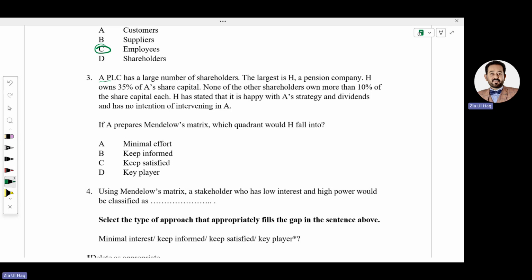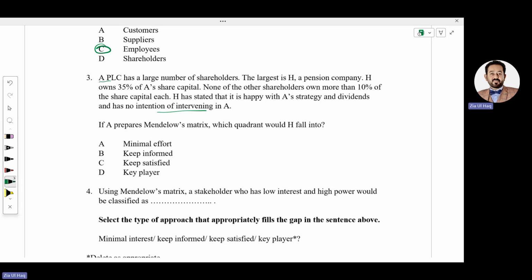H has stated that it is happy with A's strategy. Why? Because of how the business is running, he is happy. He has no interest in the running of the business, only dividends, and has no intention of intervening in A. The company is paying him so much dividend and he is not going to affect the organization. He is happy. But being a major shareholder, he has high power.